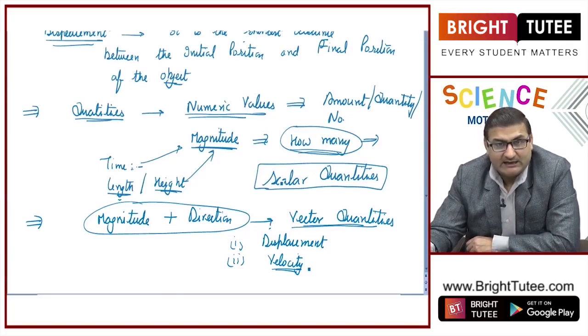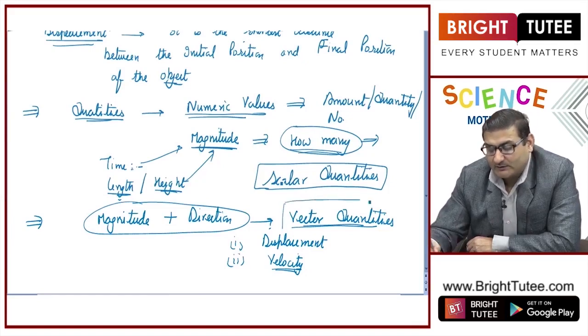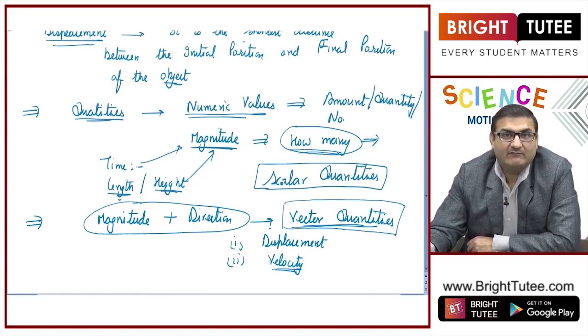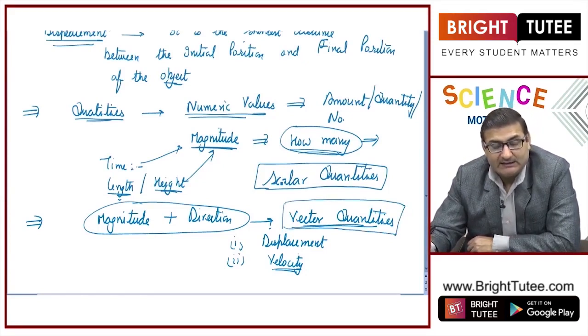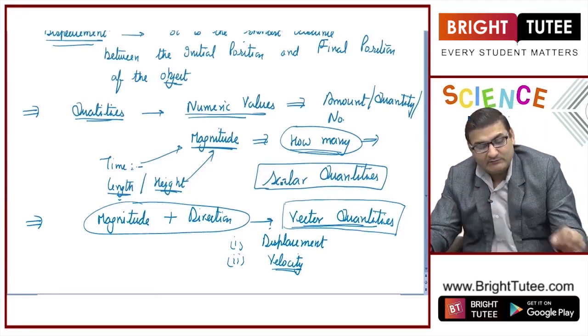Right now we are concerned with these two terms: scalar quantities and vector quantities. Those physical quantities which have magnitude, the amount only, are known as scalar quantities. Whereas those quantities which have magnitude as well as direction along with them are known as vector quantities. Got it?